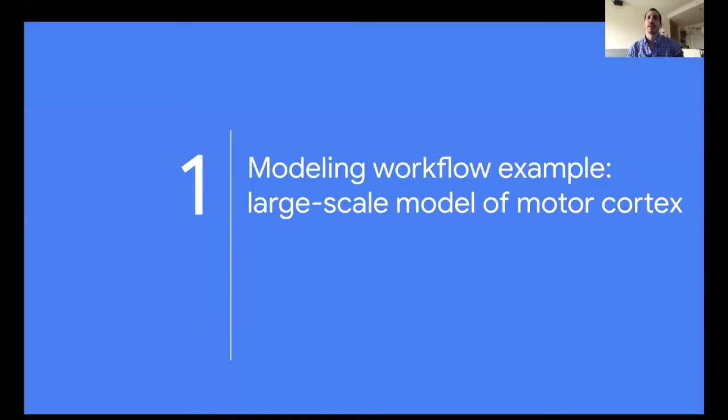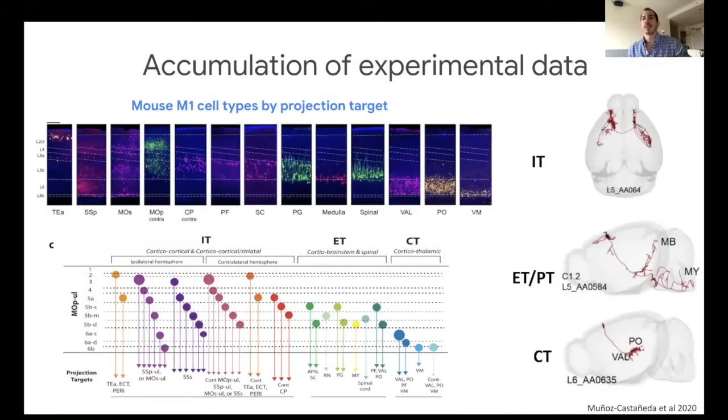So I'll start with the example of one of the models that we built in the lab. Here I'm showing experimental data from the different cell types in motor cortex, organized by their projection target. And we are very lucky today because we have tons of experimental data. So it's important to find ways to combine this data to make sense of it and to build these models that can help us do this.